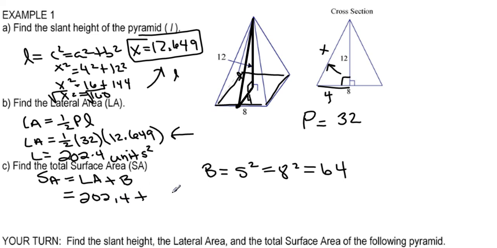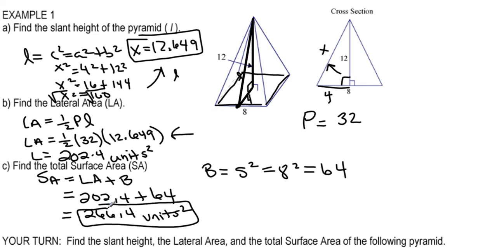202.4 was our lateral area, and 64 is the area of our base. So we should get a total surface area of 266.4, and that's units squared because we're referring to area.